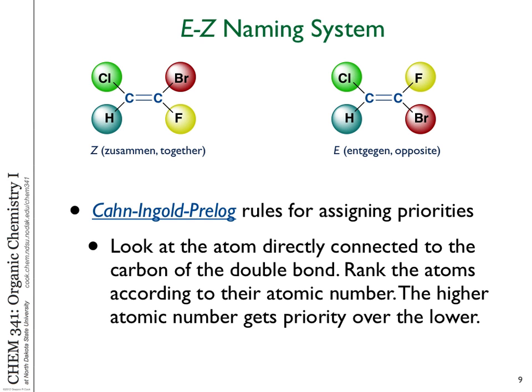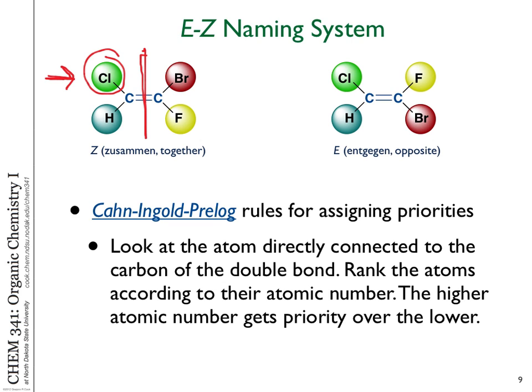So in this case, on the left side of the double bond, we have a hydrogen and we have a chlorine. Which of those has the higher atomic number? Chlorine. So the chlorine is the higher priority group.